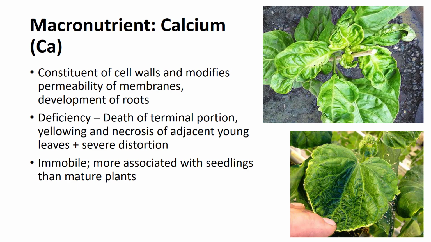While calcium deficiency is not common in plants, it is manifested by death of the terminal portions, yellowing, and necrosis of the adjacent young tissues plus severe distortion. Margins are ragged and often rolled. This is more commonly associated with seedlings than with mature plants.